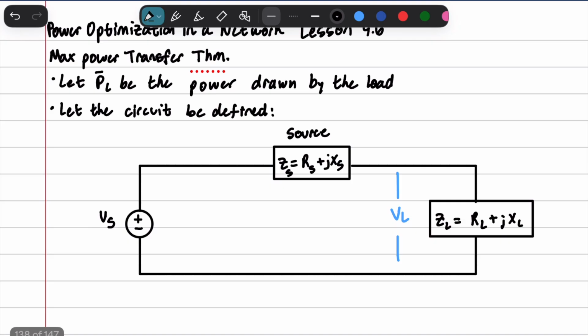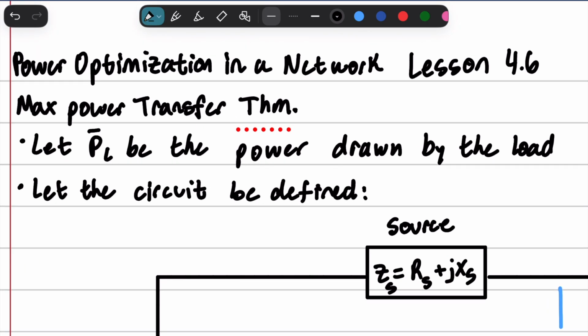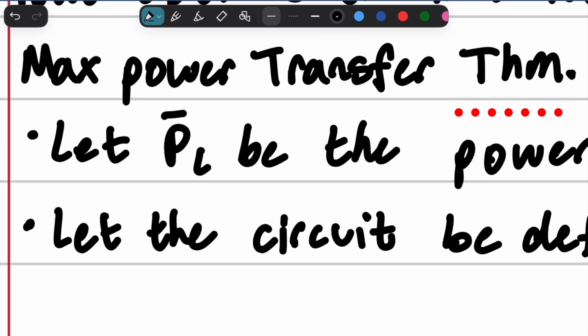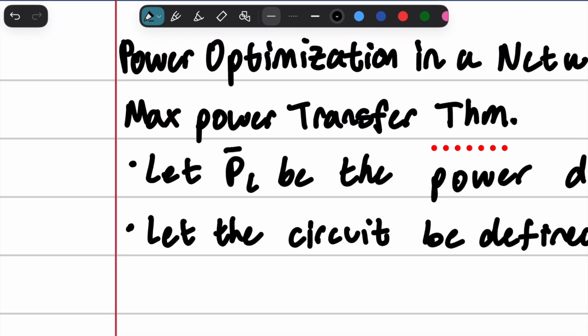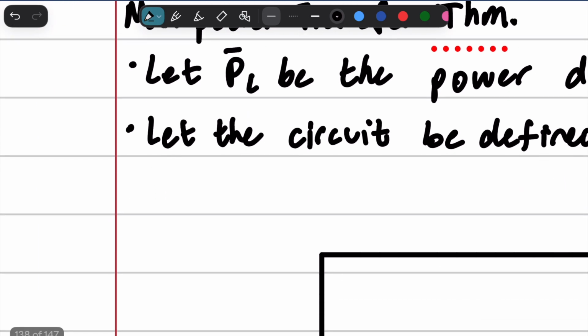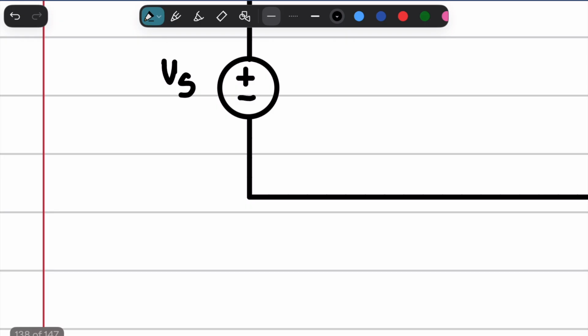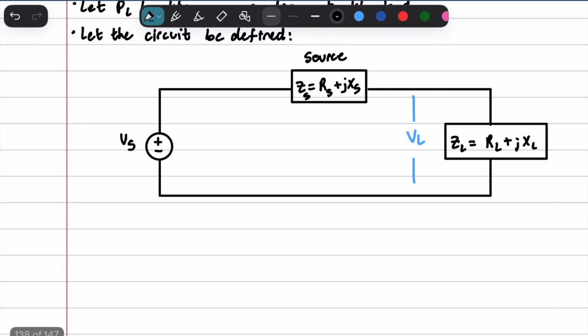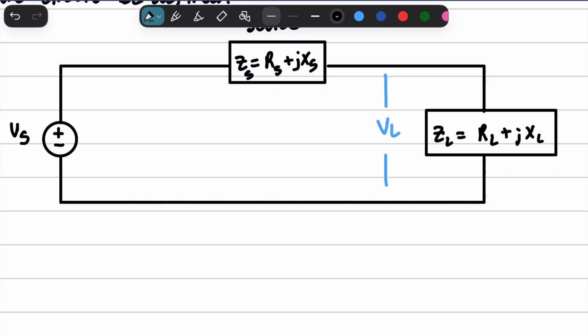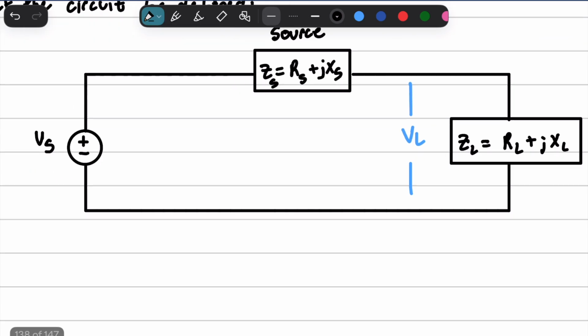And essentially, we are going to use the Max Power Transfer Theorem, which we will define the variables as PL average, and that will be the power drawn by the load, where the L stands for the load. So first of all, we are going to have to write an equation that describes this power that is drawn from this load in terms of these impedances.